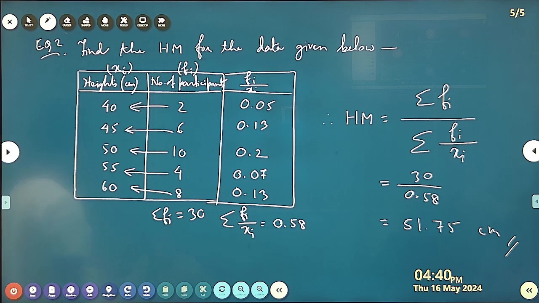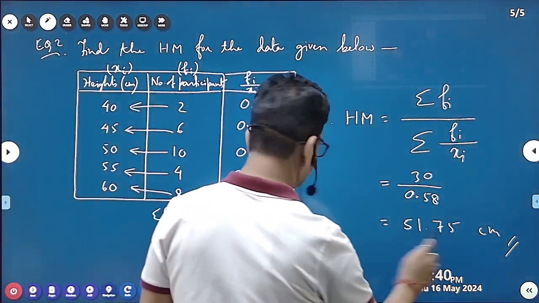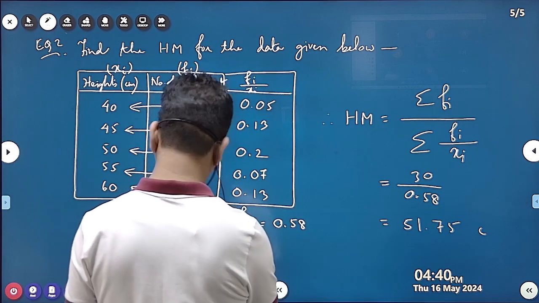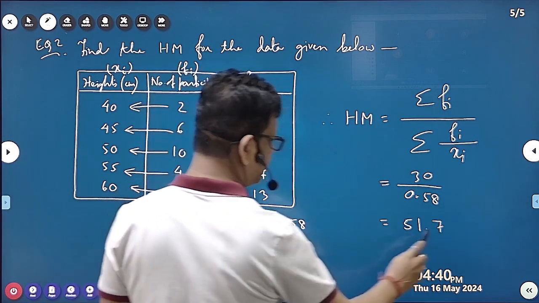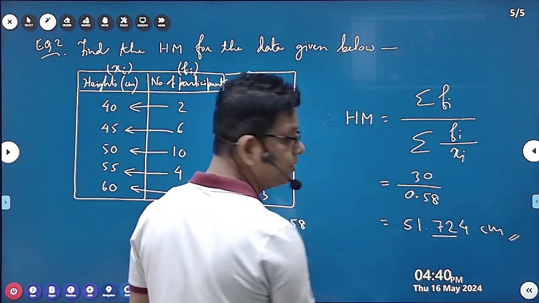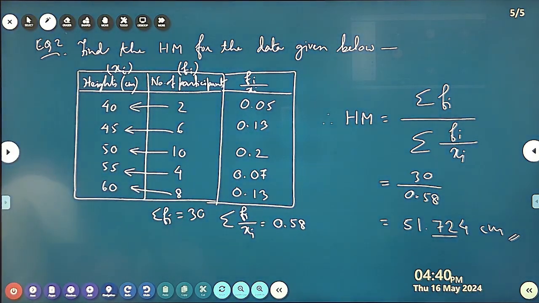51.7? After 2? Okay, so it will be 7 to 4. So we can make it 7 to 2 only. Yes or no? So 7 to 4, okay, let me write it. You will see in the exam, it might be given up to 7 to 2, it might also be given 7 to 4. Right, so accordingly we'll put up the numbers. Okay.